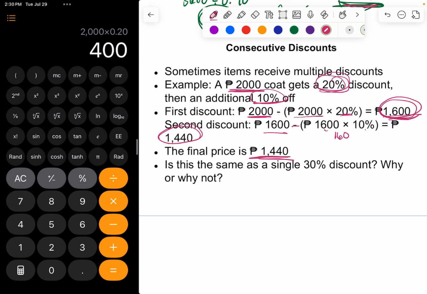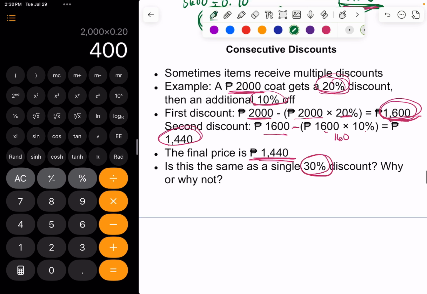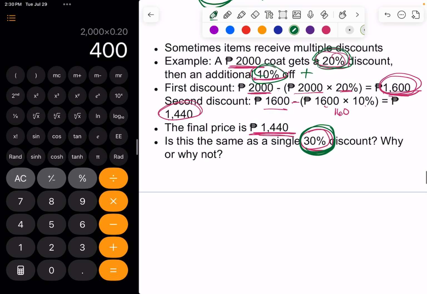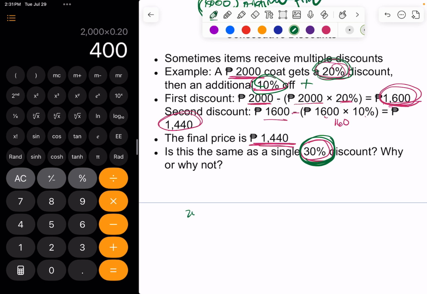So mao ang imuang bayadan, 1,440. Now, is it the same with a single 30% discount? Diba, pag may nunta og 20% plus 10%, the answer is 30. Parehas ba siya if idiretso na to siya 30%? Now, the answer is no. Anong no man? Let's have it here.